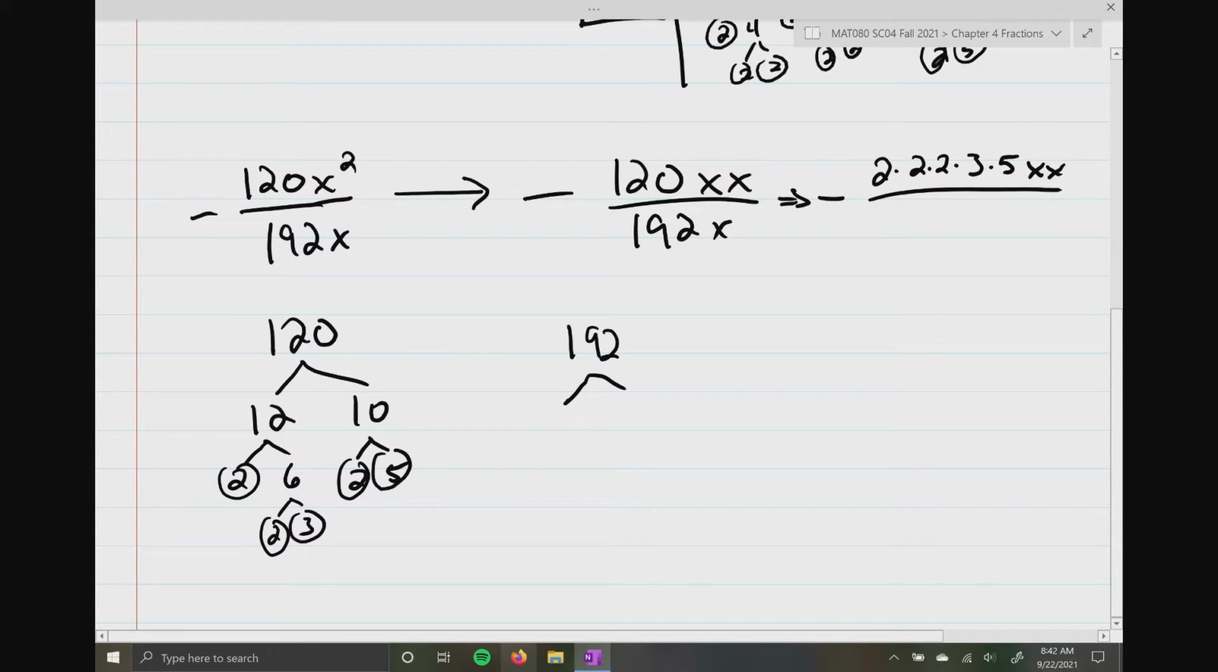And two numbers to give you 192: 2 times 96.